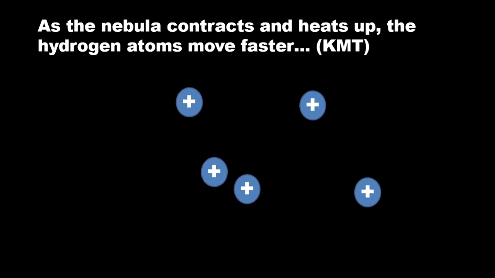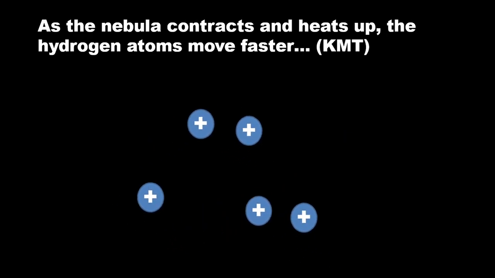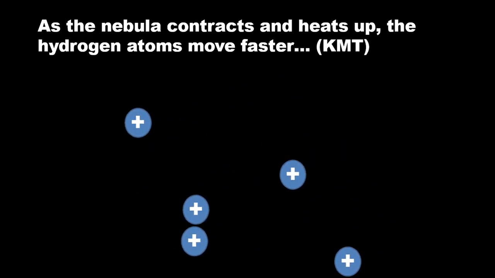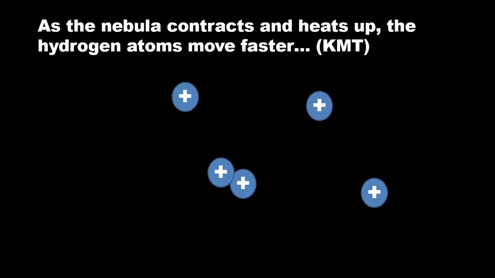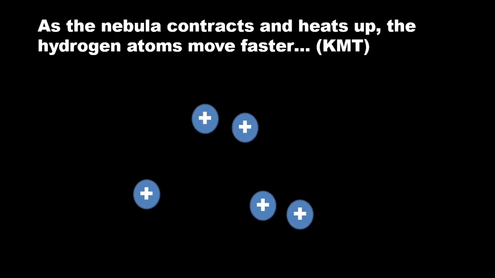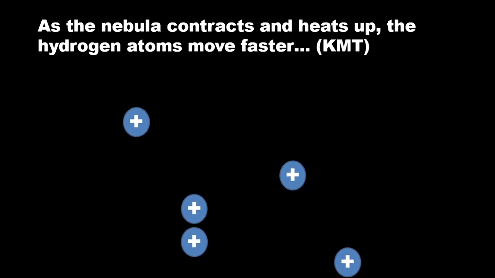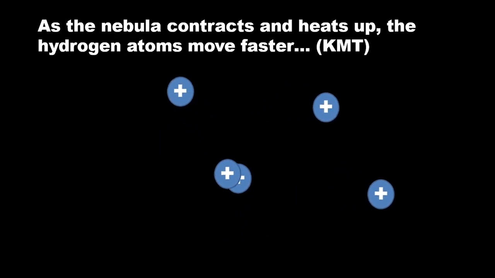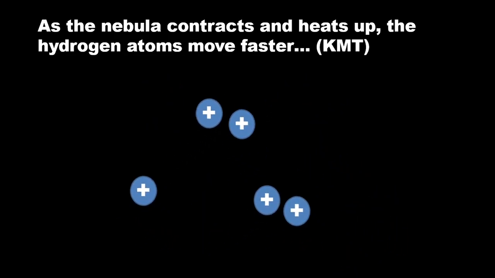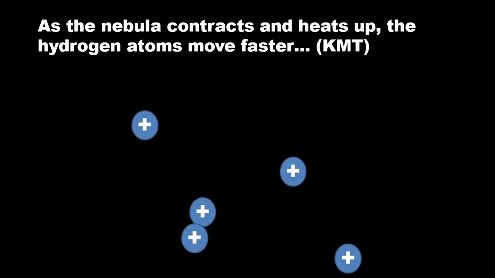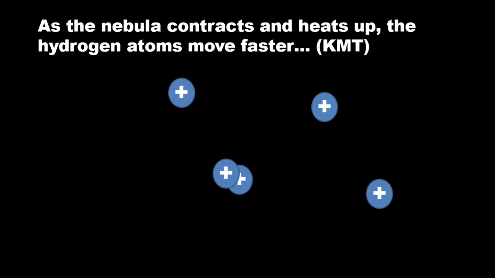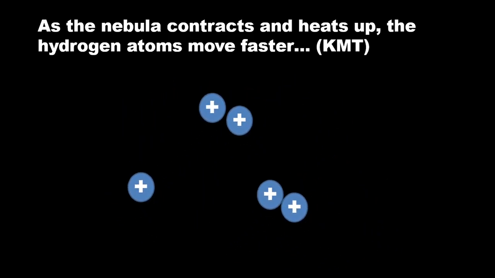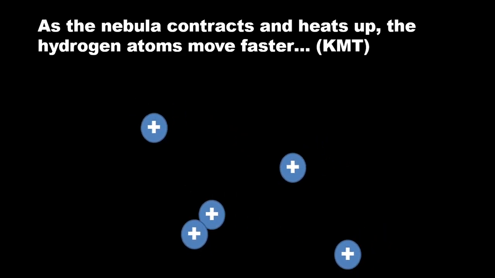So as the nebula contracts and heats up, the hydrogen atoms are going to move faster. Remember, this is one of the gas laws, that if you squeeze a gas, then it actually heats up. Kinetic molecular theory tells us that the temperature of an object is actually a measure of how fast the particles are moving. Why does a gas heat up when you shrink it?